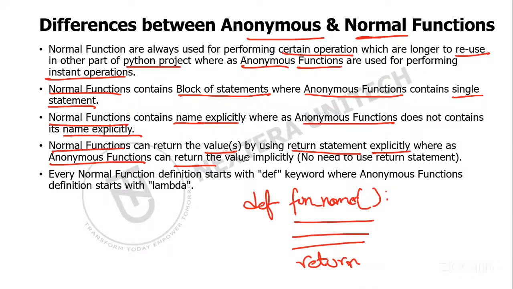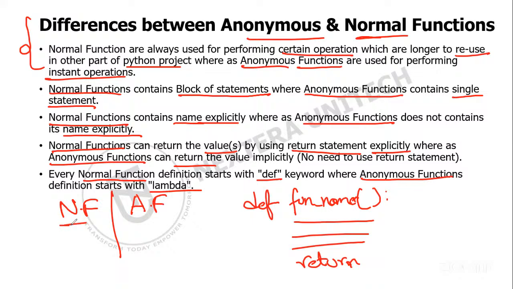And finally, we define a normal function using the def keyword and anonymous functions using the lambda keyword. Very, very, very important: the differences between normal functions and anonymous functions. If you are able to tell all the 5 differences, accepted.